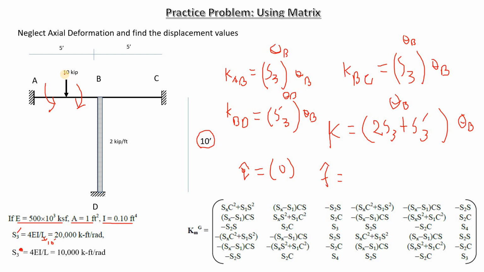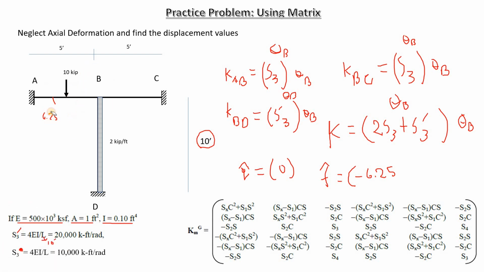So P is 10 kips, L is 5, so PL by 8, let's do it. 5 into 10 divided by 8 is 6.25, yes. So we have 6.25 positive and 6.25 negative. So this negative value is associated with our B joint, so this is going to come into action. So here we write negative 6.25. Similarly, we have another member for which we'll have to calculate the moment.